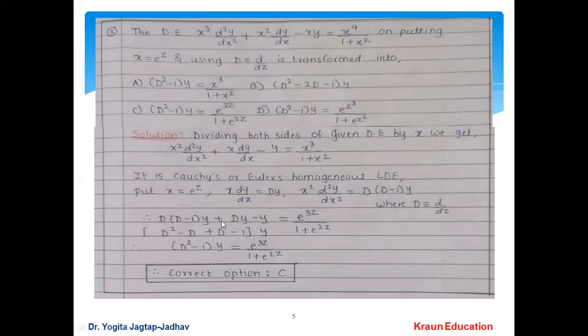Okay, once again taking y common from the left side, we have D square minus D plus D minus 1 operating on y equal to this term. Here plus D minus D cancel, and we get the differential equation D square minus 1 operating on y equal to e raised to 3z upon 1 plus e raised to 2z. Therefore, the correct option is option C.